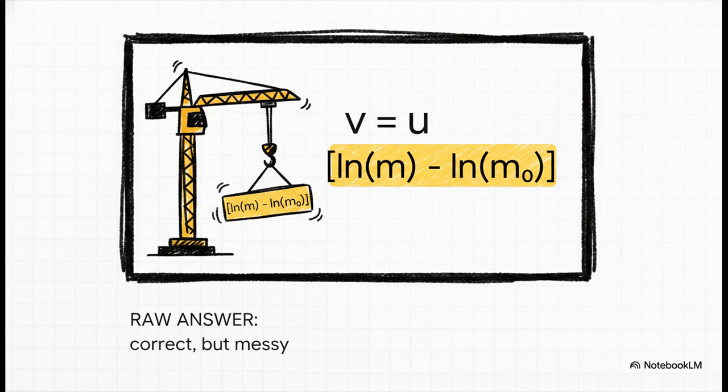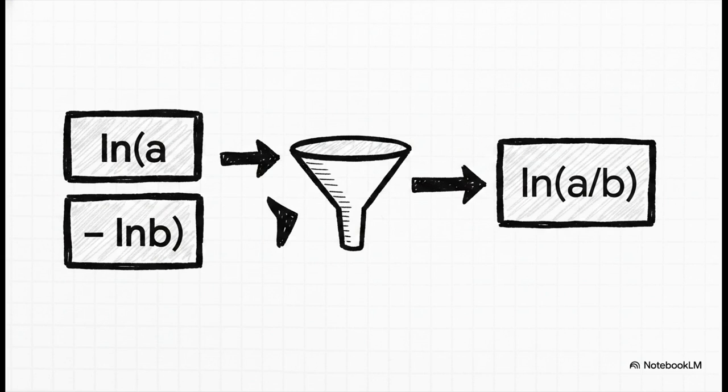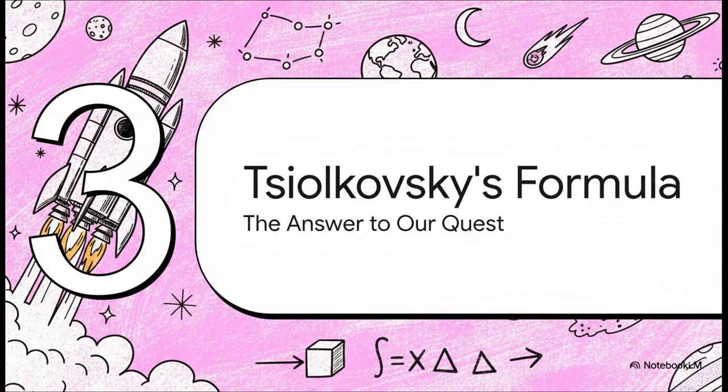Yeah, it looks a little messy, but it is correct. But we can clean this up. There's a fundamental property of logarithms that says the difference between two logs is just the log of their ratio. Applying that simple rule cleans up our equation quite a bit, and it gets us just one step away from the final classic form. And just like that, we've arrived.